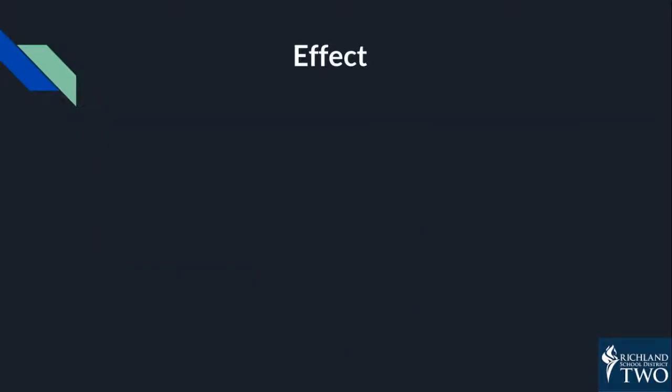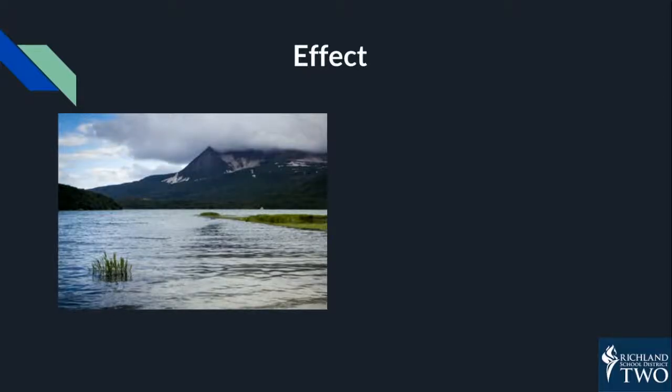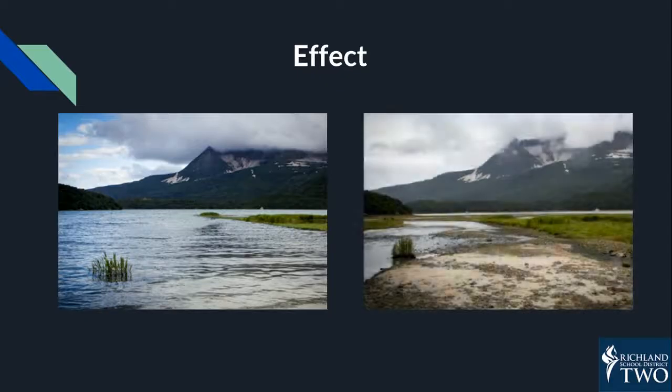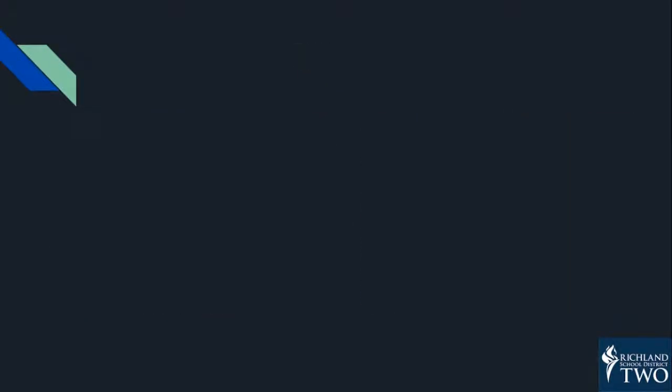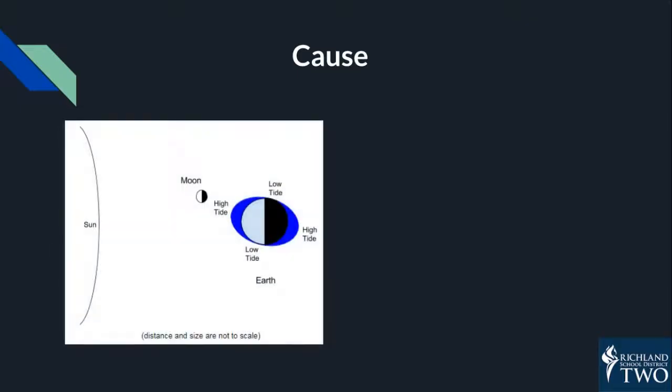When we look at a natural phenomenon, like the tides that occur along the beach near the ocean, we are seeing the effect. That is, we are seeing how the water level rises up to the beach as it moves towards high tide, and how the water level drops back down as it moves toward low tide. So if the phenomenon we are observing is the effect, then what is the cause? The cause is the thing that is making the phenomenon happen.